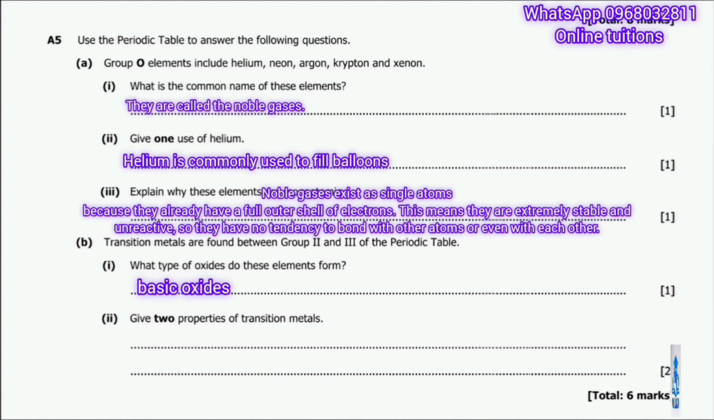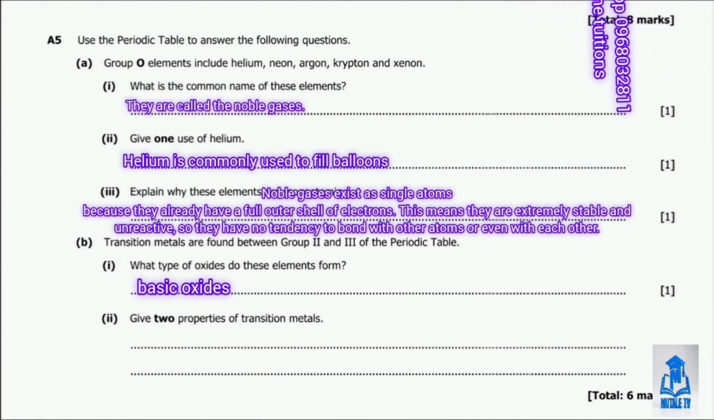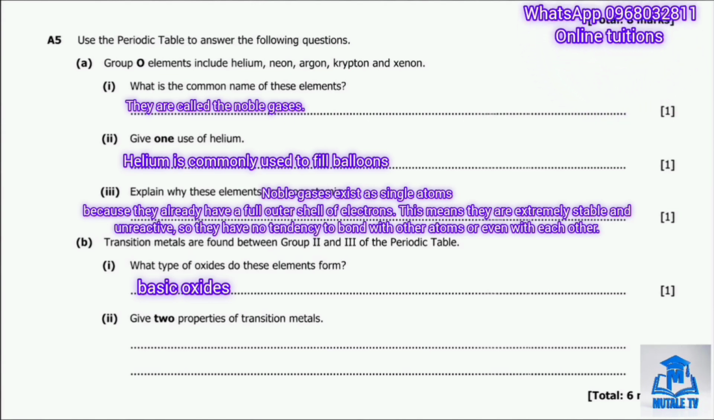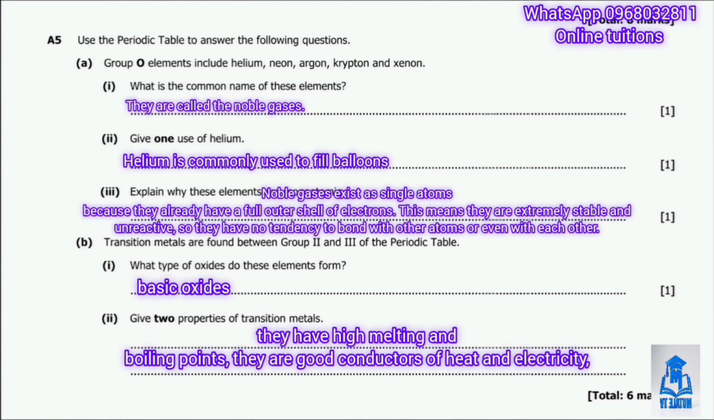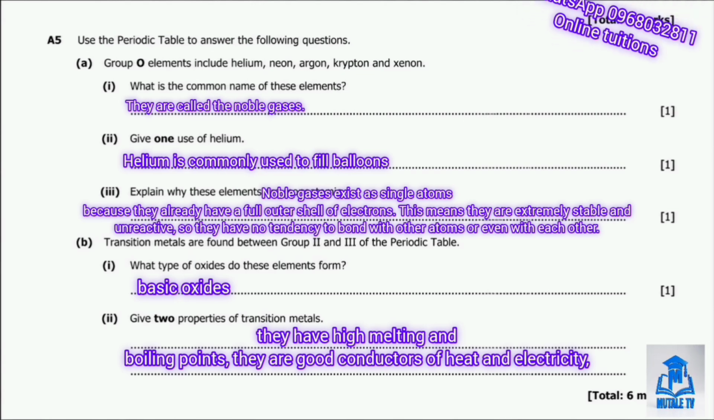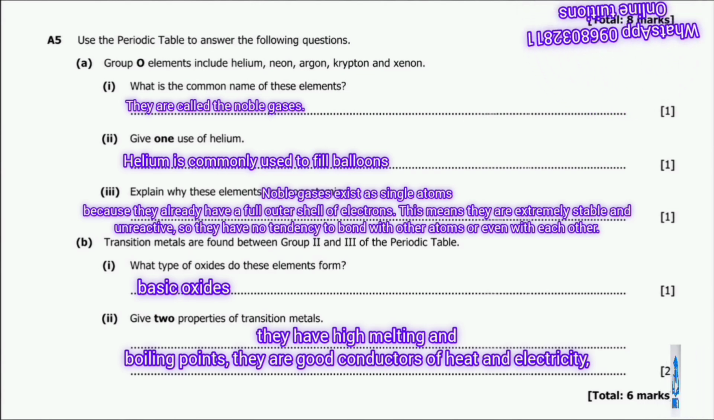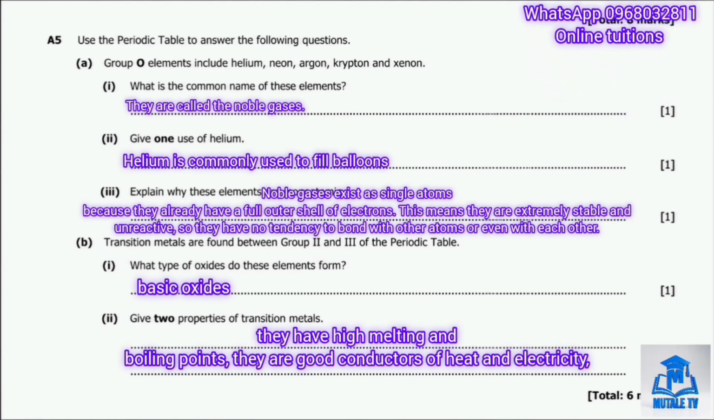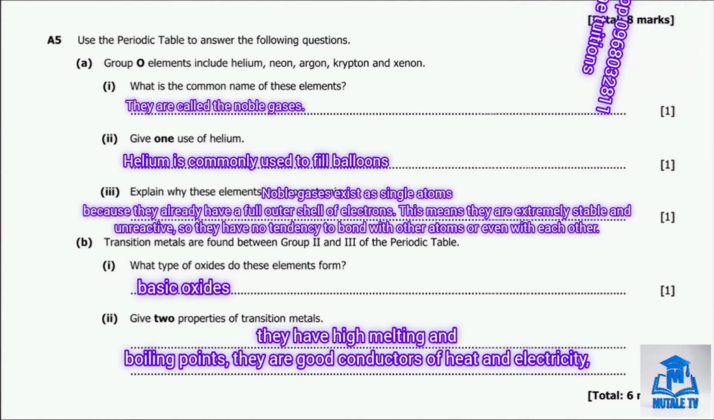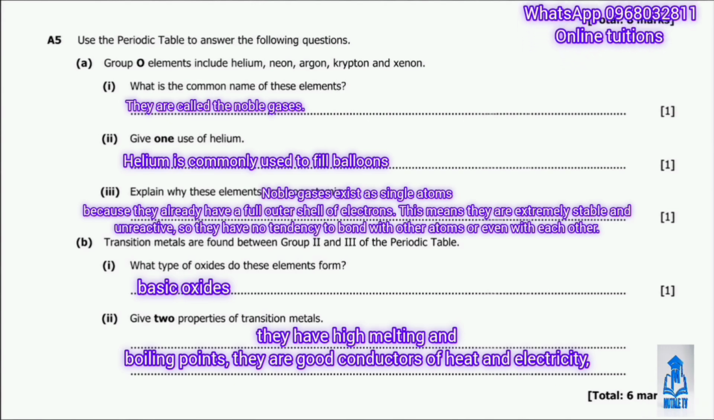Then moving on to part B2, which asks for two properties of transition metals. So good answers may include: they have high melting and boiling points, they are good conductors of heat and electricity, they form colored compounds, and they often show variable oxidation states. Any two of these will earn the full marks.